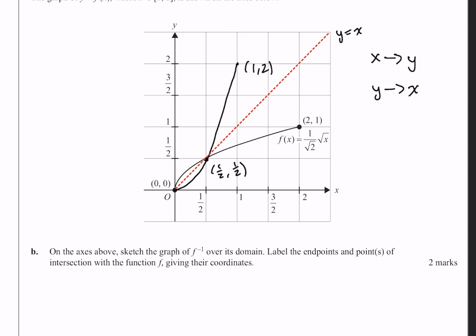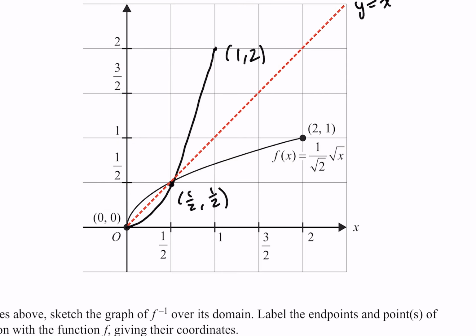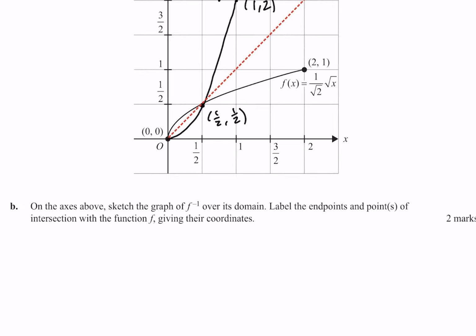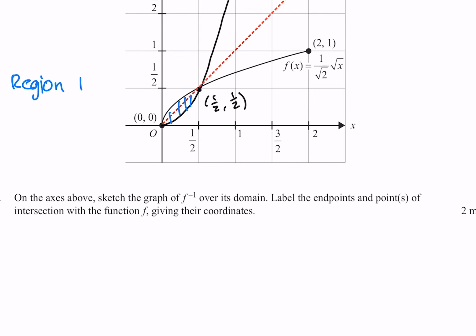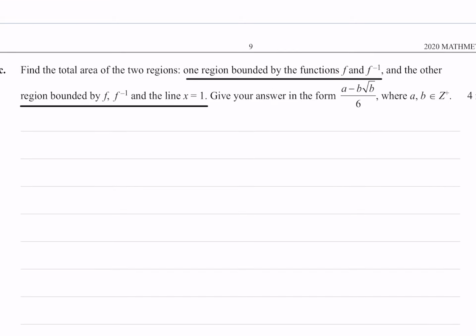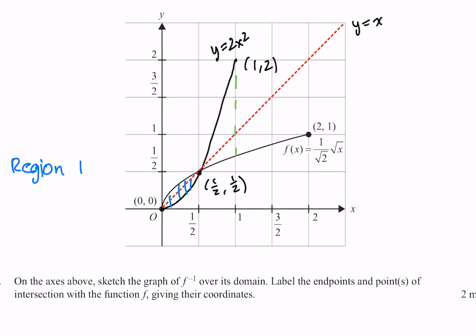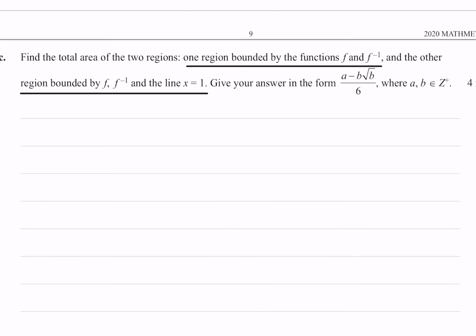You also have to know that when they cross the inverse in the original graph, the area above and below the line y equals x will be the same area, since there's symmetry about the line y equals x. Therefore, you can multiply one of those areas by 2 to get the full area. And here we have y equals 2x squared as the top curve, and that's easier to integrate than square root of x on square root of 2. So we're going to find x minus 2x squared, and we're going to integrate that and multiply that by 2 to find region 1.